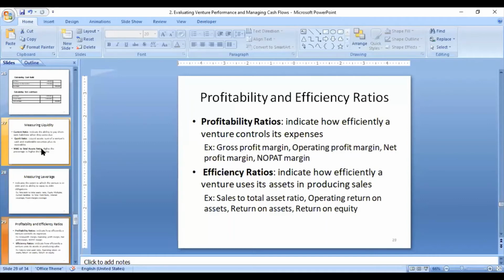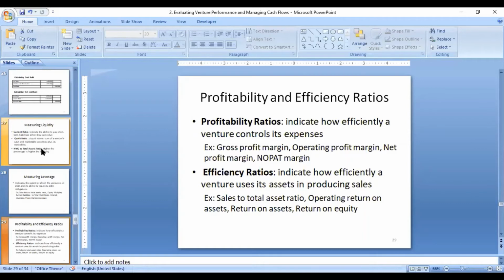And also, if you go to the profitability and efficiency ratios, basically you can calculate profitability on total assets and also profitability using what we call gross profit margin and net profit margin. The profitability ratios we use to assess the overall effectiveness of the company by looking at the gross profit margin, operating profit margin, and also the net operating profit after tax margin. So we can get some understanding of the overall effectiveness of this particular venture.